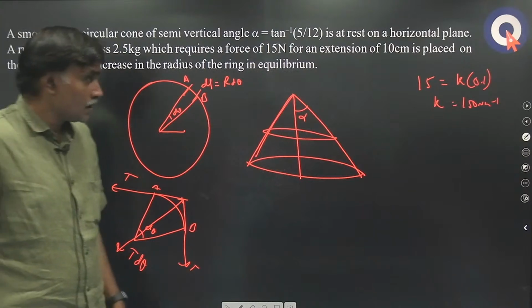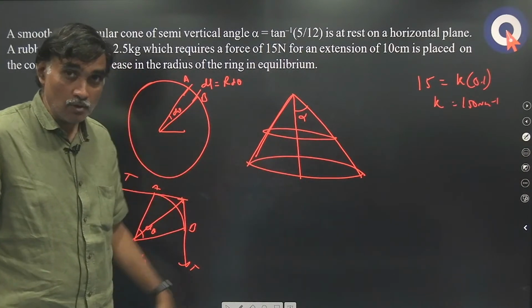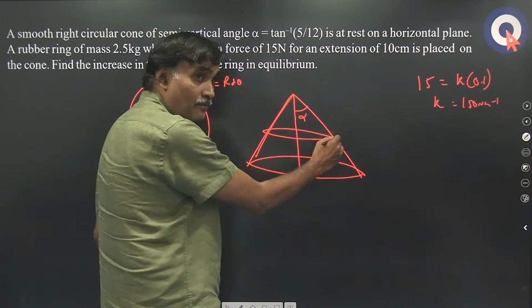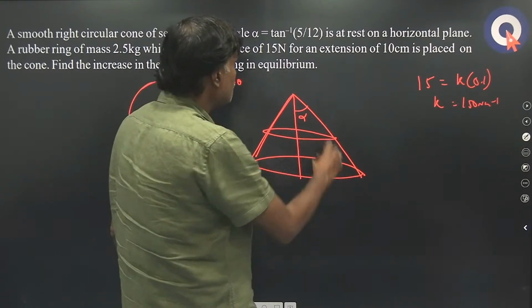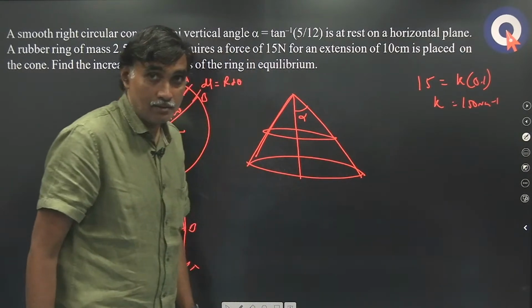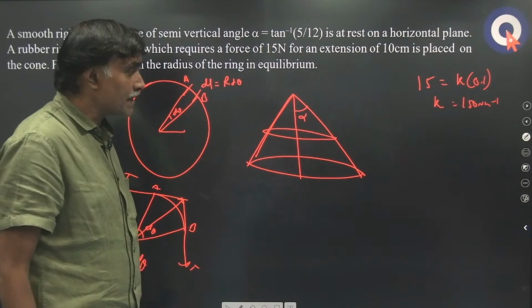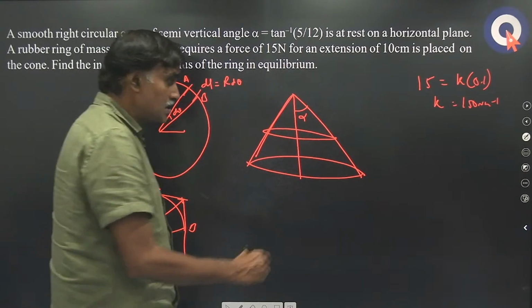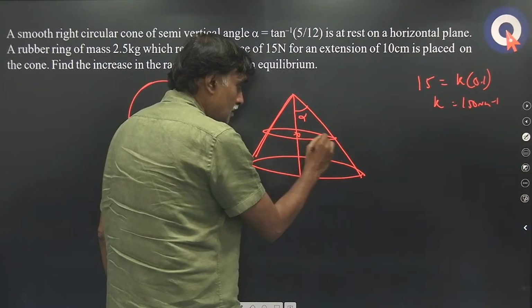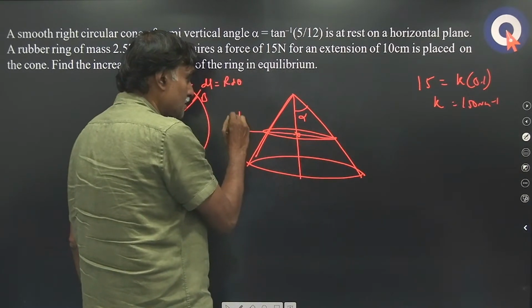Okay. Now if I consider this figure, you have considered a small element dl. Then what are the forces acting on that small element? One is, if the tension is T, T d theta is in this direction.